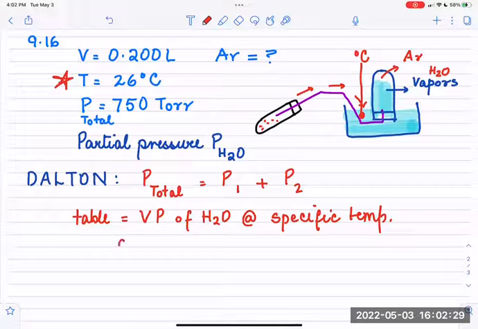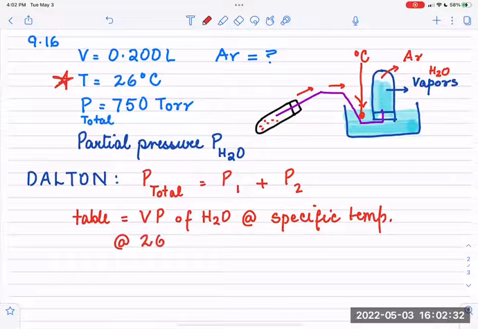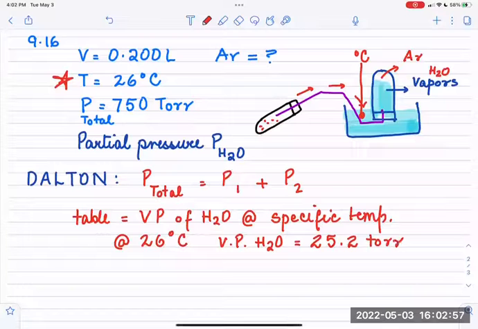So at 26 degrees Celsius, the vapor pressure of water, which is also the partial pressure of water vapor in this case, is 25.2. You see this 26 is 25.2, and the unit is torr. Okay, so now going back, you see this is the setup.